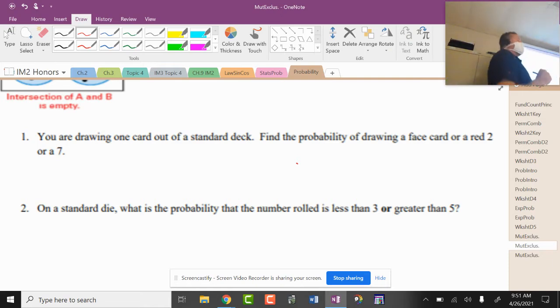Anyway, you are drawing one card out of a standard deck. Remember, that's what the word "or" means too. I'm rolling a 1 or a 6. You're only rolling once. You just want to know the probability to get one or the other. Same thing happening here. You're drawing one card out of a standard deck. Find the probability to draw a face card or a red 2 or a 7. So first of all, let's write that down.